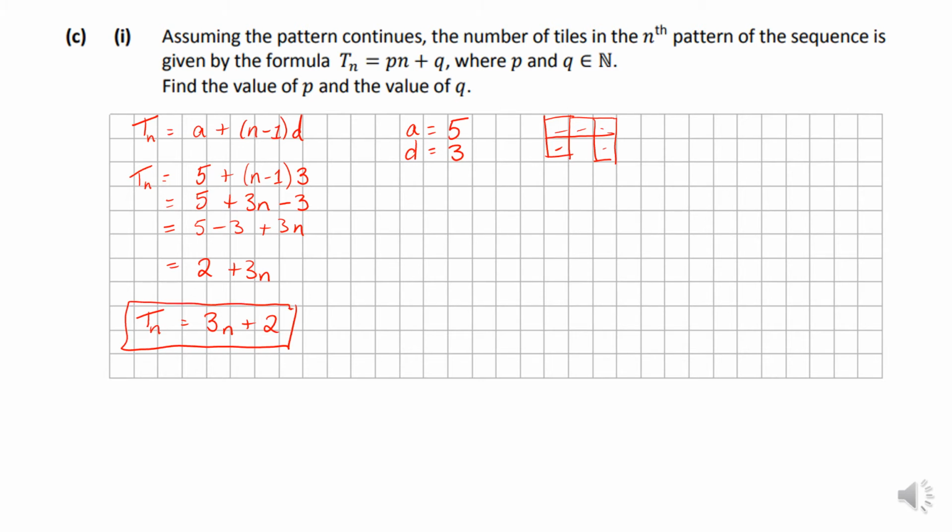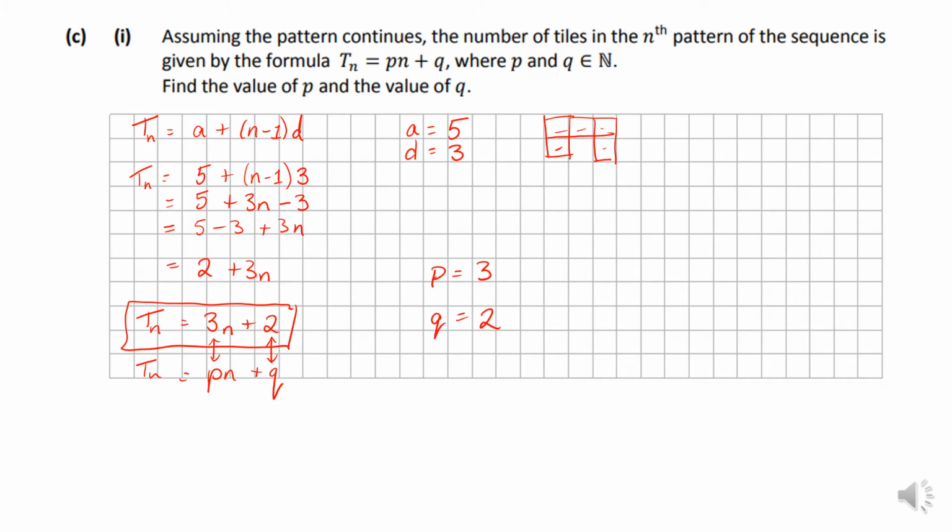So there's my general term, but that's not what we were asked. We were asked to find the value of P and Q. So if we write directly underneath that, Pn plus Q, simply by comparison, what do you see beside the n term? We can say that P is equal to 3, so direct comparison. And what is the number part or the constant part? We can say that Q is equal to 2.